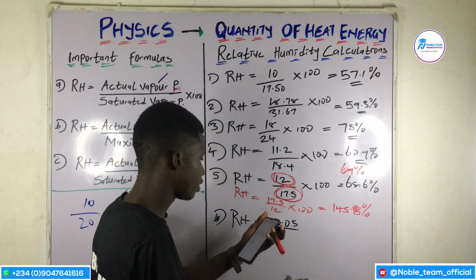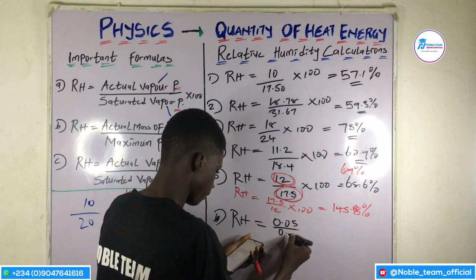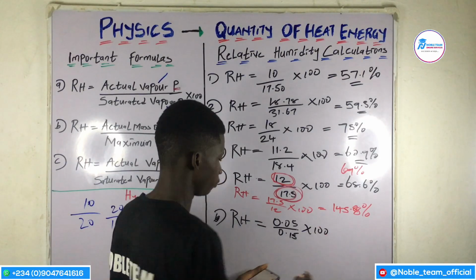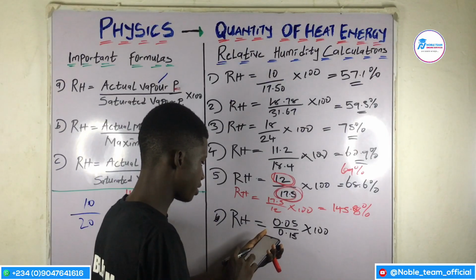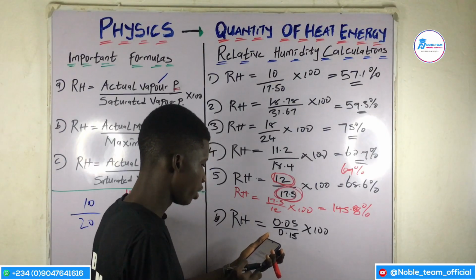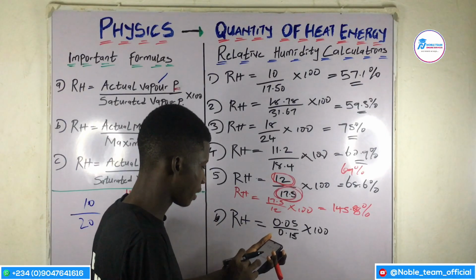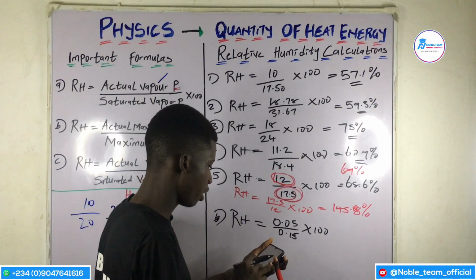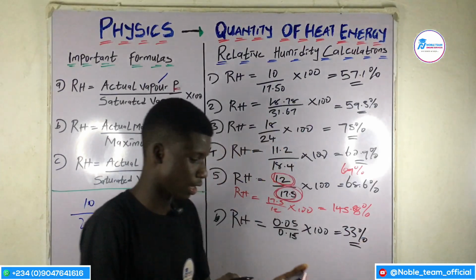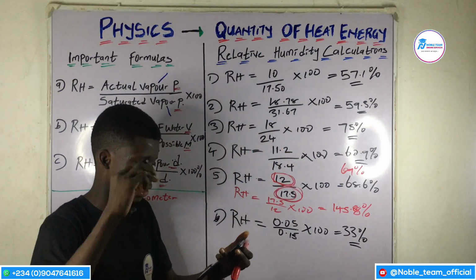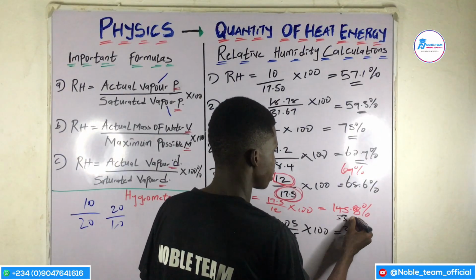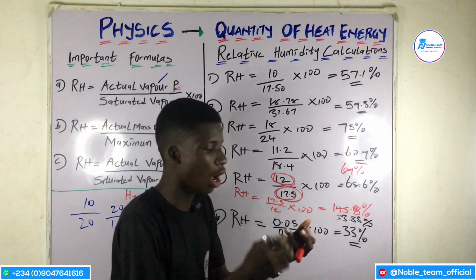Divided by our denominator, which is 0.15, times 100. Now multiply. 0.05 divided by 0.15 gives us 0.3 times 100, which is 33%, and this is your final answer. I hope you got it right. If you got it right, comment in the box, I got it right. So 33, or we can also say 33.33%, and option B is correct.